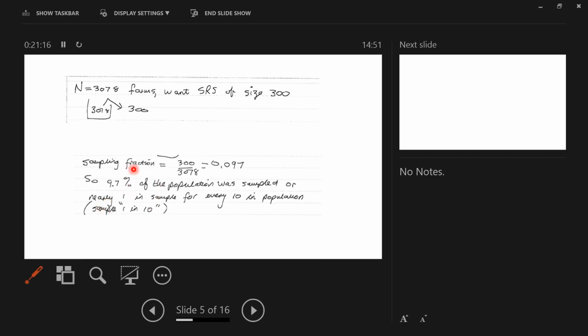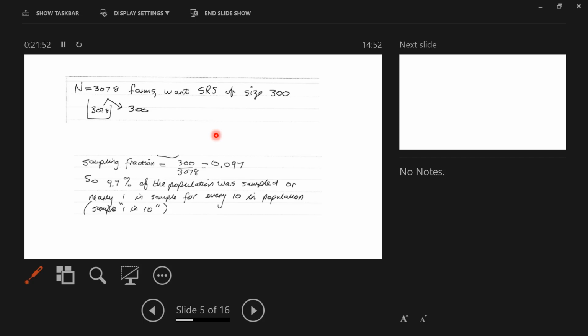So the first question, and that's something you must know, for example, for the test: what is the sampling fraction? We know the 3078, and they said 0.097 of the population was sampled. Now they say SRS, that means without replacement. If you don't say WR, you know it means without replacement. So it's nearly like 0.1, isn't it? 9.7%. So roughly 1 in every 10 farms.